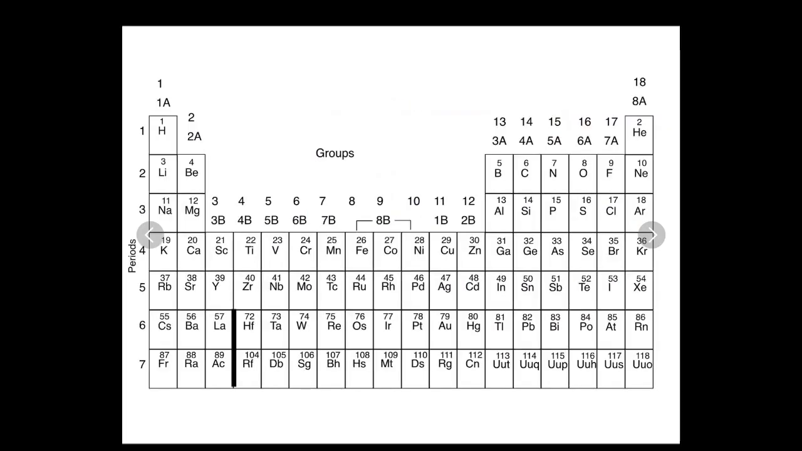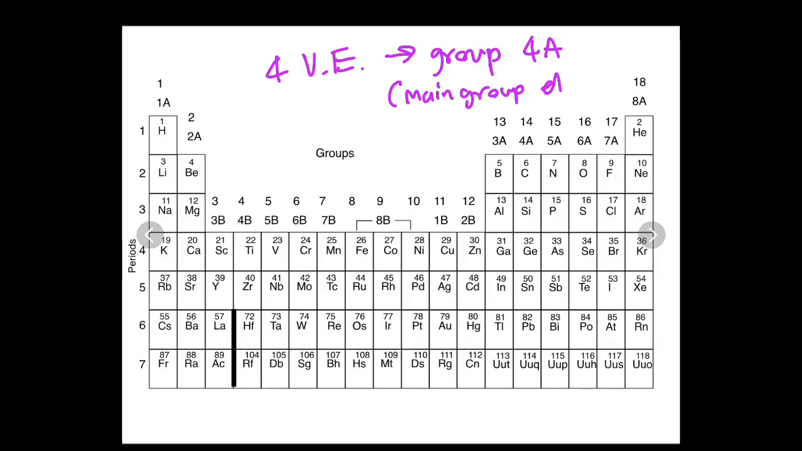So for outer shell electrons, for valence electrons, this is going to be associated with group 4A, which is the main group element. So that would be this choice right here, so any of these in this group.